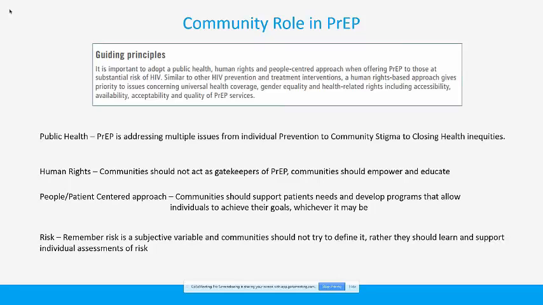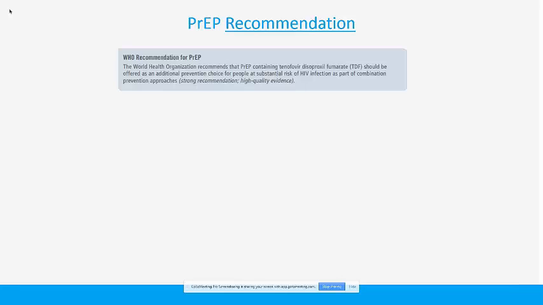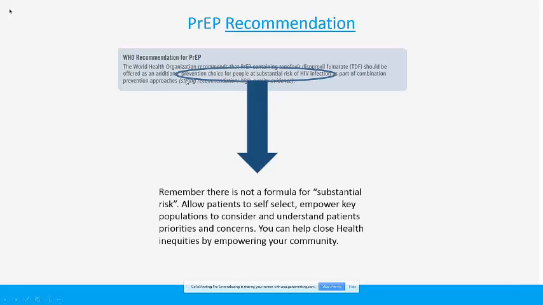The other thing that I saw on the implementation tool that I thought was very important to take a look at was that there is a recommendation for PrEP. And I focus on the word recommendation because it's important to keep in mind that we are recommending it, right? We're not forcing it down anybody's throat. We're not preventing anybody from getting it. So the World Health Organization recommends that PrEP containing tenofovir should be offered as an additional prevention choice for people at substantial risk of HIV infection as part of a combination prevention approach. Again, substantial risk is a very subjective term. So with this, I want to focus on the phrase: prevention choice for people at substantial risk of HIV infection.